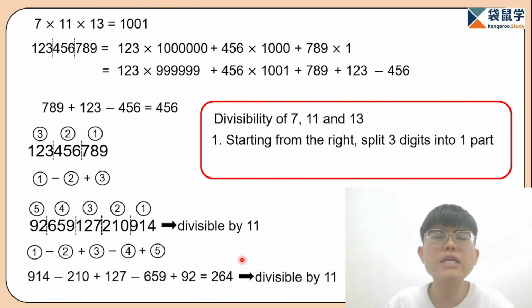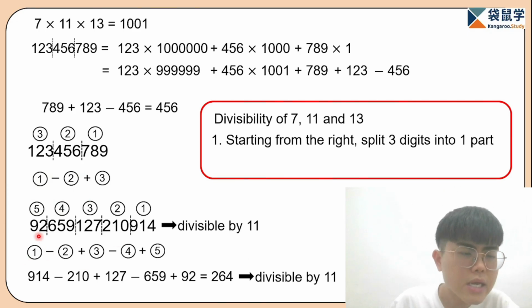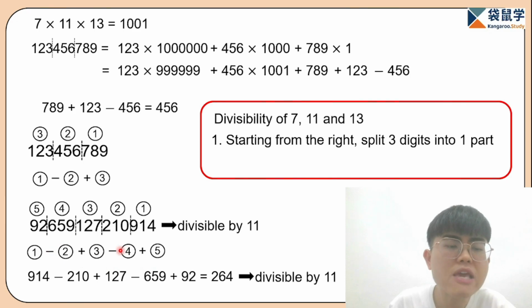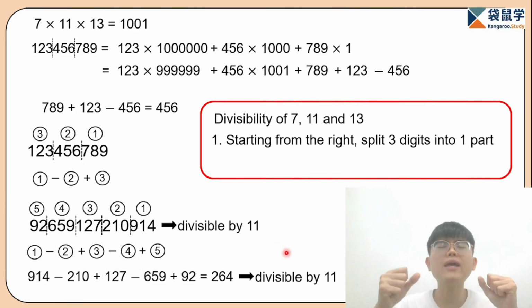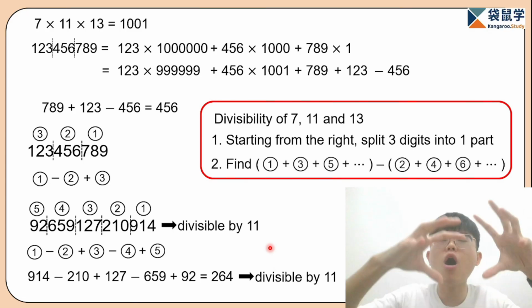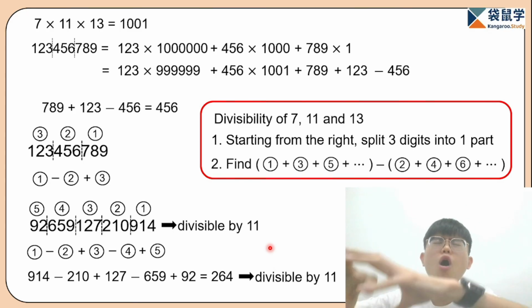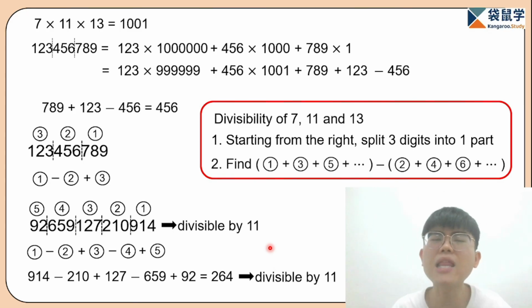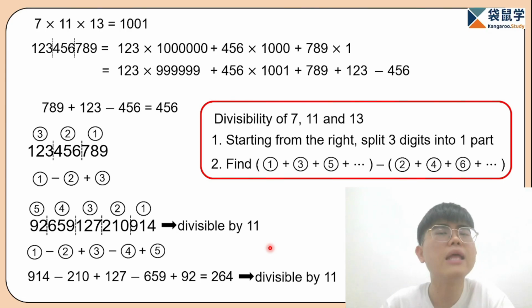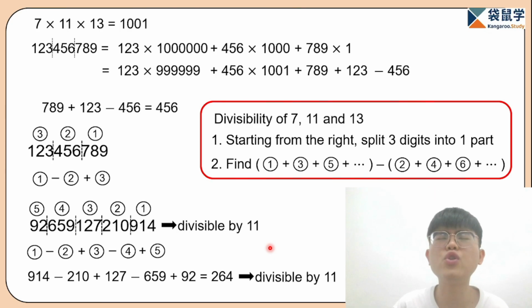You can see that the parts we are adding together are the odd parts: the first part, the third part, and the fifth part. And we minus the even parts. So to calculate the number that we want here, we can add up all the odd parts together and minus out all of the even parts. Or in other words, we find the difference between the odd parts and the even parts. This is how we do the divisibility test of 7, 11, and 13.